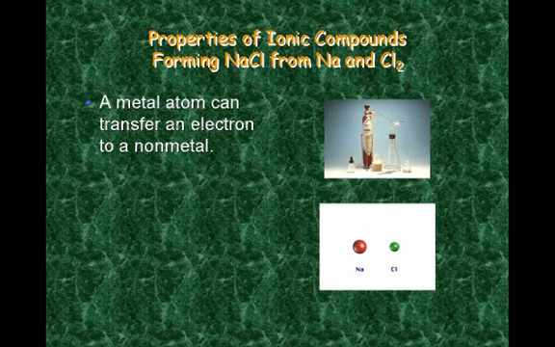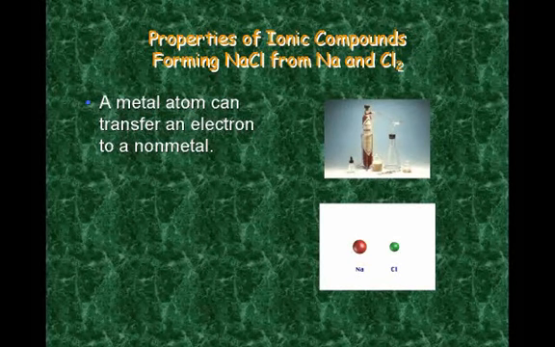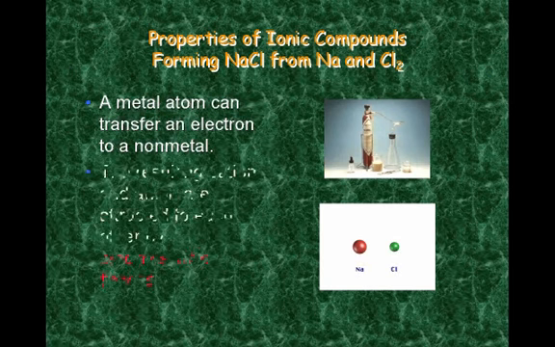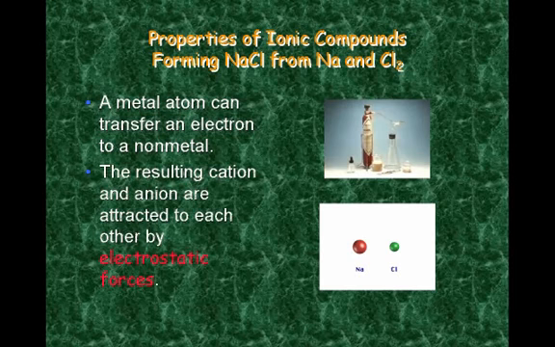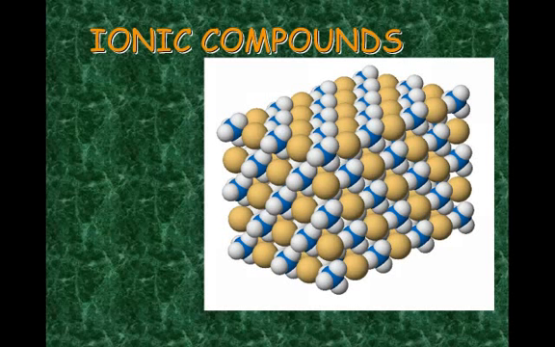Now, properties of these ionic compounds. The metal atom transfers the electron to the nonmetal atom, and then those 2 things are held together. The cation and the anion are held together by electrostatic forces. In other words, the opposite charges of the 2 hold the compound together. Now, ionic compounds typically form what is called a lattice, which is what you see on the screen here. It's a very ordered structure where you have the positives and the negatives next to each other.